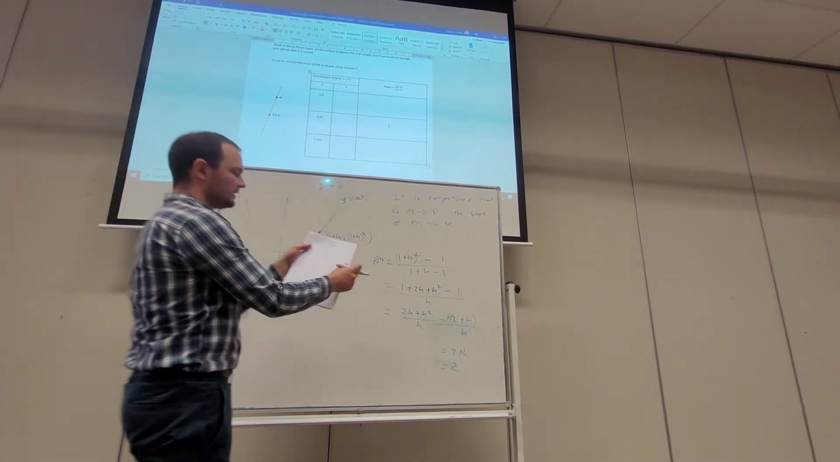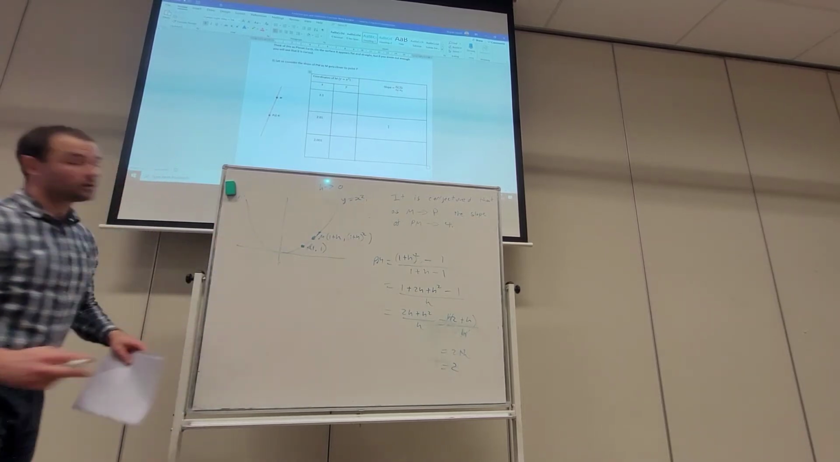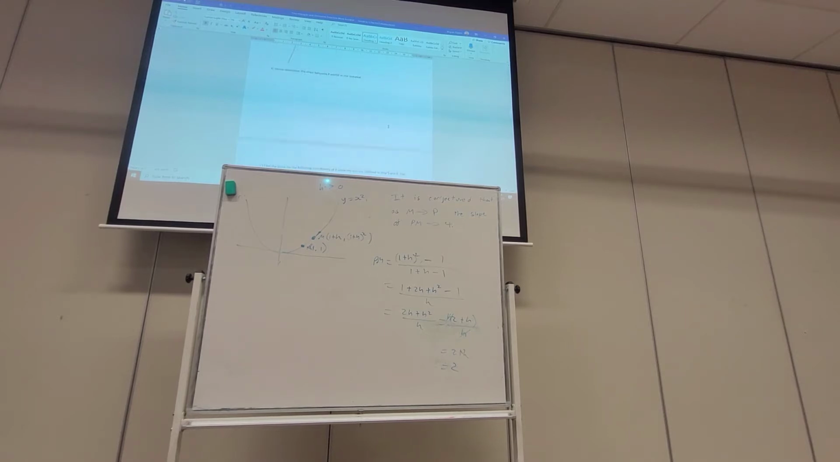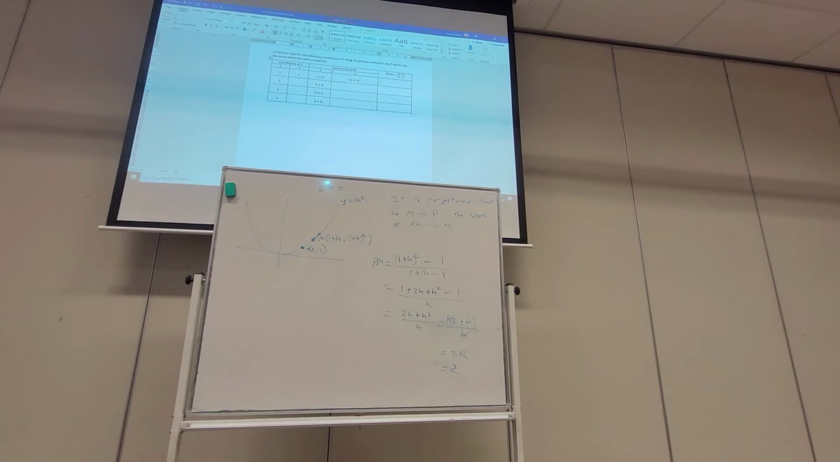Okay, so we're ready to fill in this table here. I've filled in the first one for you. Let me draw it up again. So we've got when x is 1, y is 1. We saw that. When x is 1 plus h, y is, in brackets, (1 plus h) squared. And we performed that expansion. And then we saw that the slope of PM at x is 1 is 2. So we've done that one.